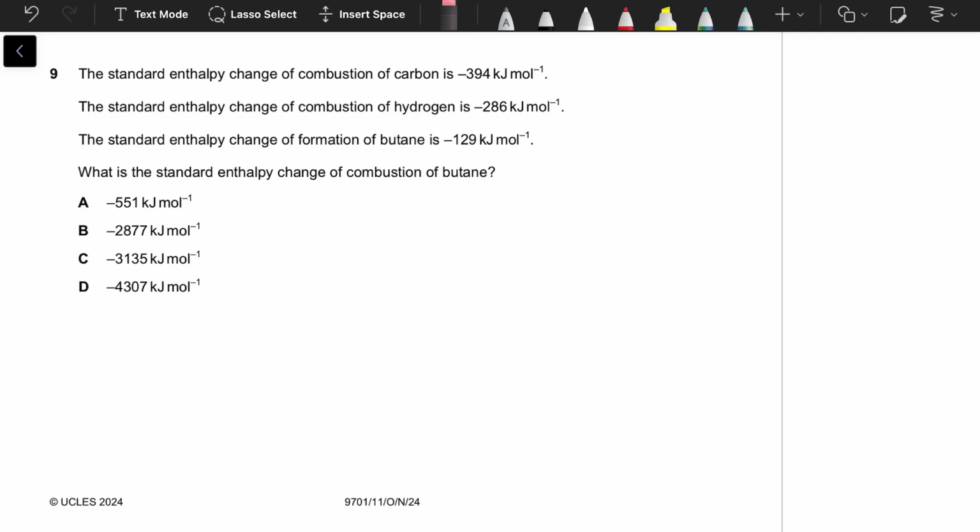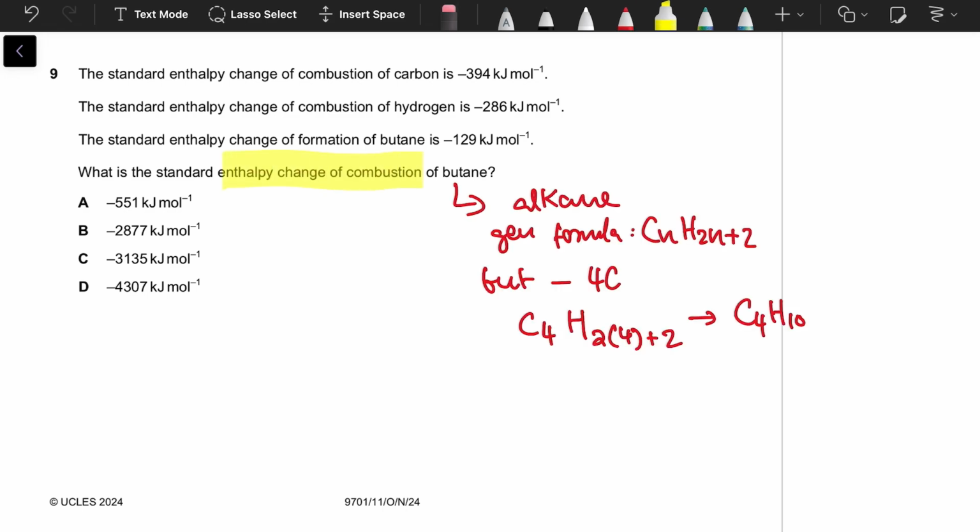Question number 9. The standard enthalpy change of combustion of carbon is negative 394 kilojoules per mole. The standard enthalpy change of combustion of hydrogen is negative 286 kilojoules per mole. The standard enthalpy change of formation of butane is negative 129 kilojoules per mole. What is the standard enthalpy change of combustion of butane? So butane is an alkane. We're trying to determine the enthalpy change of combustion.